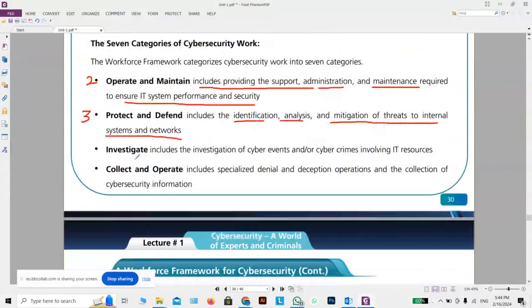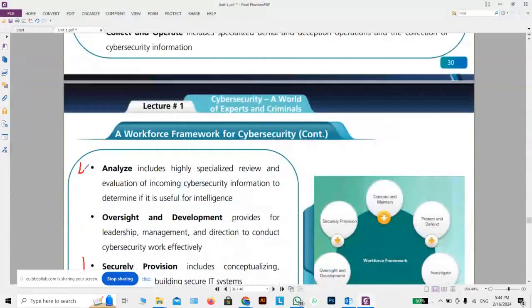Then the fourth one we have is analyze. Analyze means we review and evaluate cybersecurity information and determine its benefits for intelligence. So what we have already gone through, we just have to review and evaluate the cybersecurity information that we gathered from different networks or using software and sniffing software, and we determine its benefit for the intelligence. So here include highly specialized review and evaluation of incoming security information to determine if it is useful for intelligence. This is a continuous process. We observe the traffic, and we keep reviewing and evaluating all the information coming inside the network. And we also determine if it is useful for some kind of intelligence.